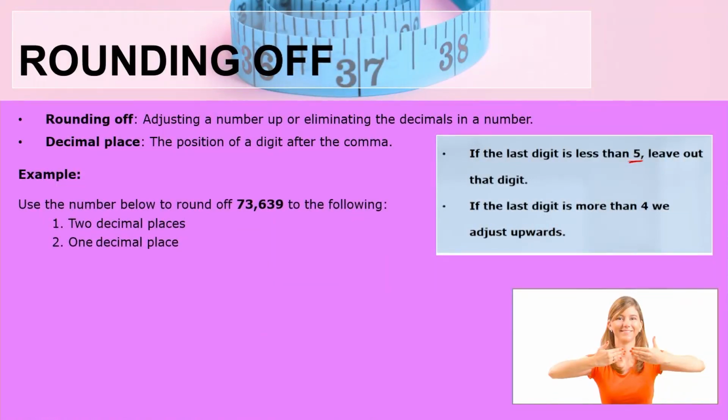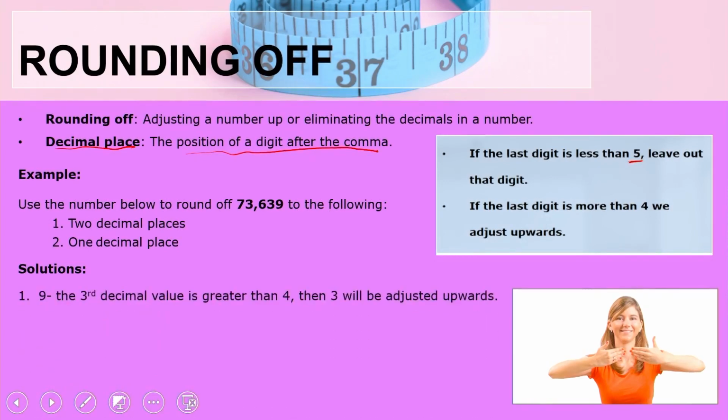The first example: use the number below to round off 73.639 to the following. Number 1, to 2 decimal places. Number 2, to 1 decimal place. And remember what a decimal place is: the position of a digit after a comma. So now, for number 1, we are going to round off to 2 decimal places. Where do we start? For you to round this off, you need to know the position of the digits in this number, as we did when we found the place values.